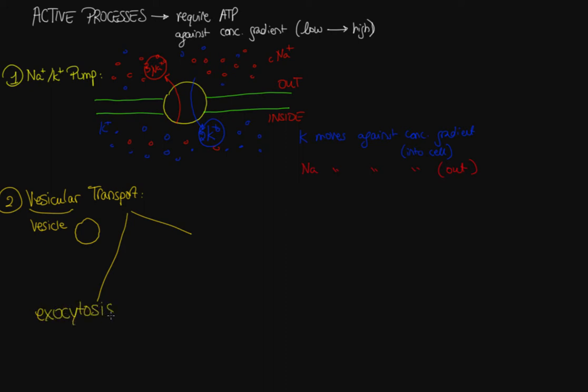Exocytosis. Exo means exit, out of the cell, cyto, cell. So exocytosis is movement of materials or substances out of the cell by the use of vesicles. And then endocytosis is another example. And it's actually the opposite of exocytosis, where now materials are moved into the cell.